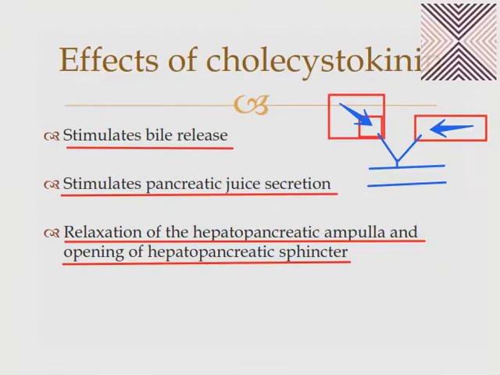So here we have written the third function, that it helps to open the hepatopancreatic sphincter. So it is acting somewhere here, helping to open this particular duct, the hepatopancreatic sphincter, or the hole. So the hepatopancreatic secretions will be poured into the duodenum from here, and they will go along the food, and the medium will now be basic because bile has been added into the chyme, and the pancreatic juices have the enzymes, so the enzymes will be acting on the food for digestion. So that was the mechanism of cholecystokinin.